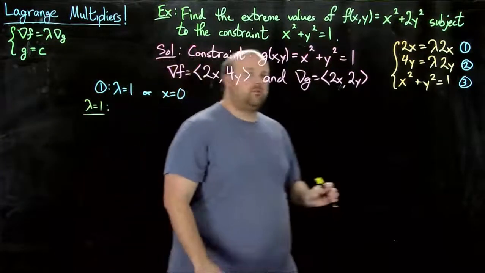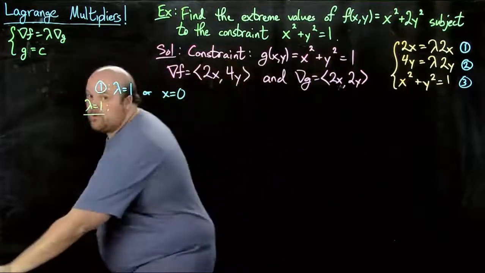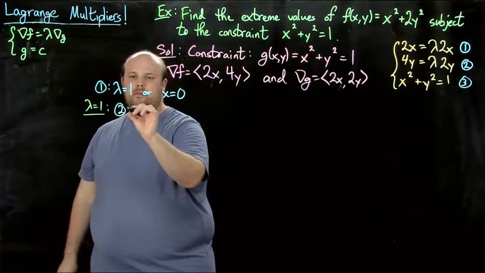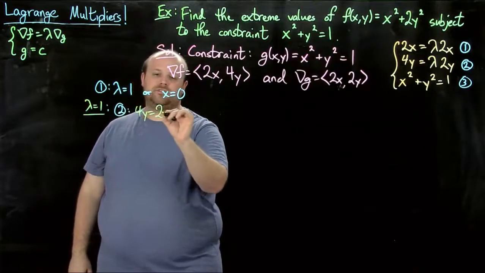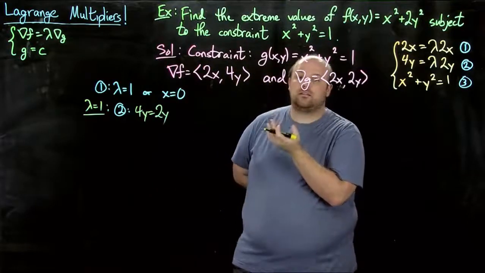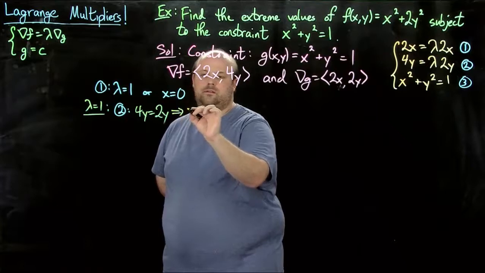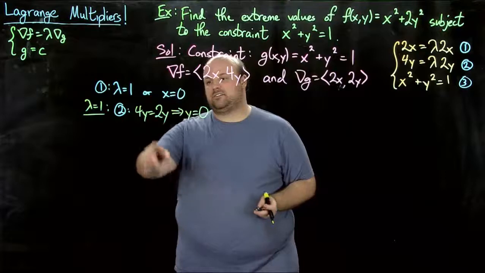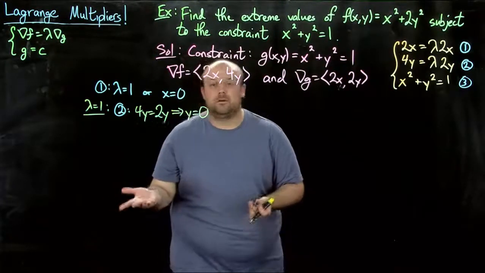Well, if lambda is 1, then let's look at equation 2. What does equation 2 tell us? Well, by equation 2, we must have 4y equals 2y. So what does that mean? That means y has to be 0, right? I mean, you can even solve this algebraically. Subtract the 2y over, you get 2y is 0, so of course y is 0.